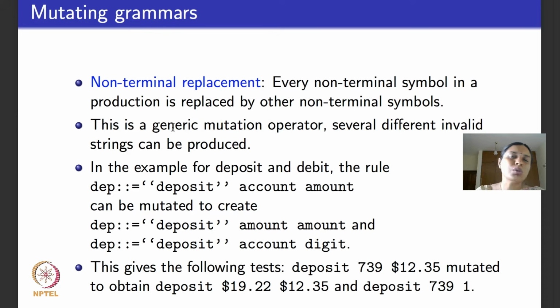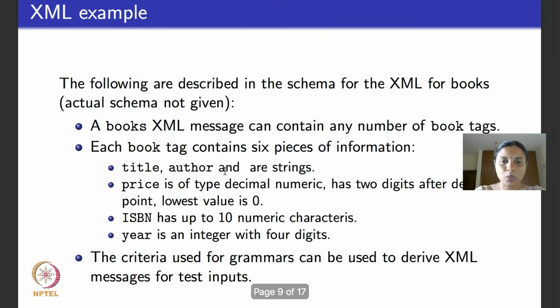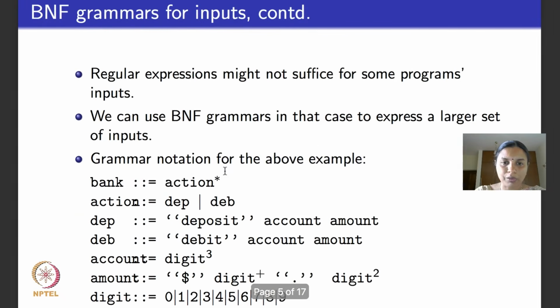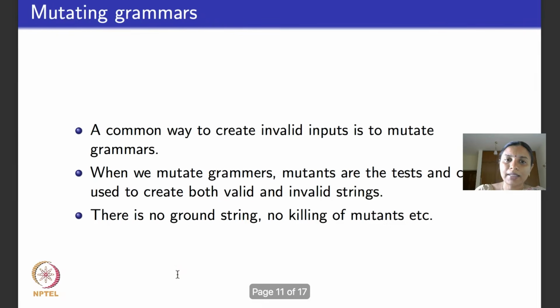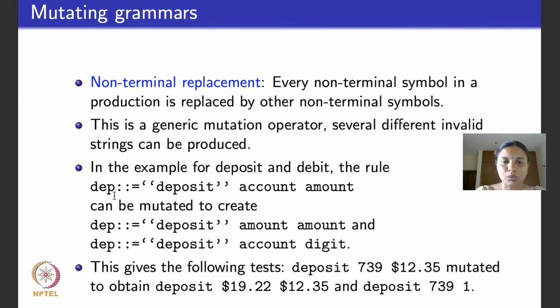And pick only those. Don't randomly apply non-terminal replacement to every non-terminal. It doesn't make sense. For example, if you remember this grammar, I'll go back to that slide and show you the grammar for a minute. This was the grammar that we had, which gave a sequence of input strings that either debit an amount or deposit an amount from a particular account. For that grammar, we had one of these rules which says a deposit is a string with the keyword deposit, and it deposits an amount into the account.